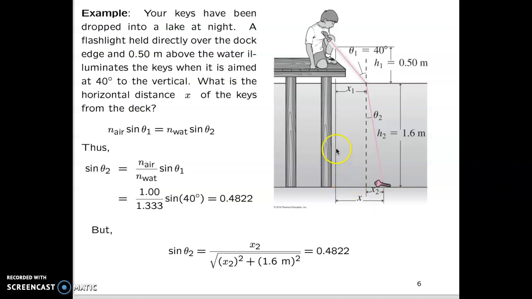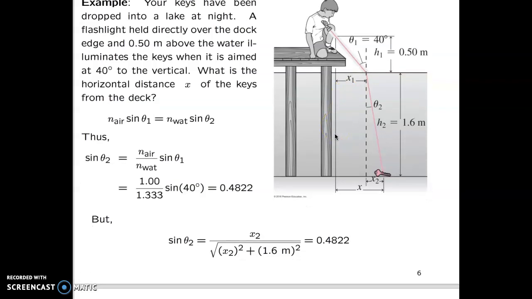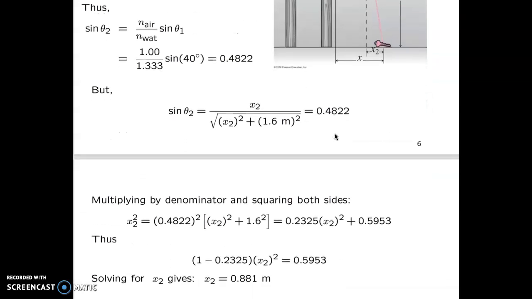What we want to know is what is the distance of the keys horizontally on the bottom, on the lake bed, bottom of the water, from the point directly below the edge of the deck. And we said what we're going to do is calculate x1, calculate x2, add them together, and that'll give us x. Well, we've got x2. Now we have to do x1. So how are we going to calculate x1? Well, this shouldn't be too difficult.